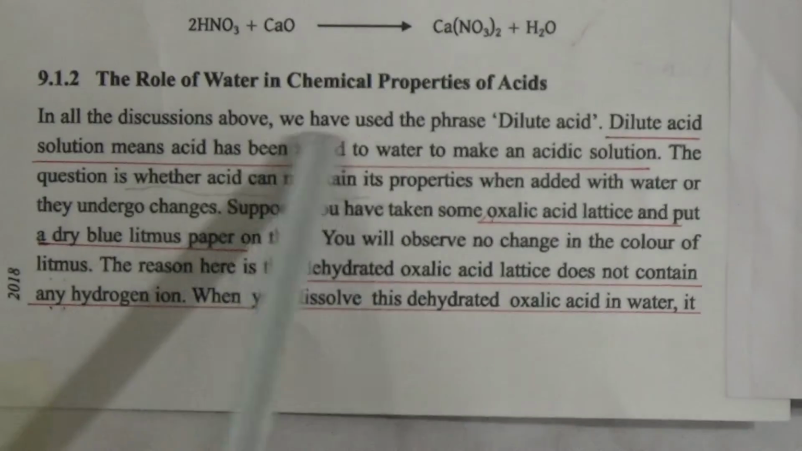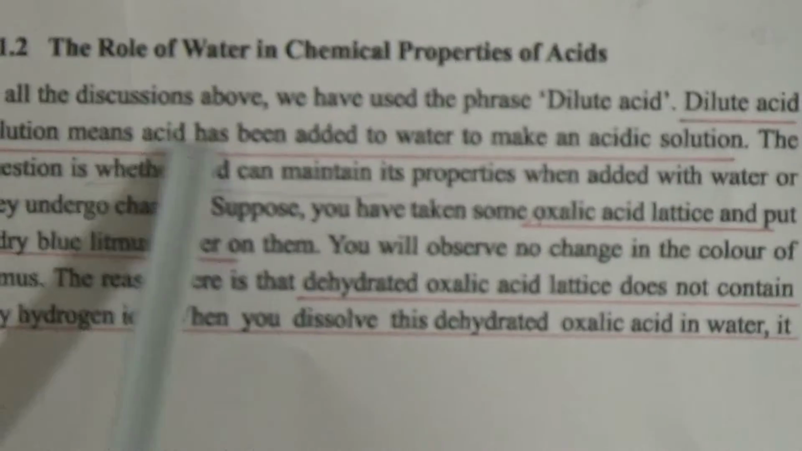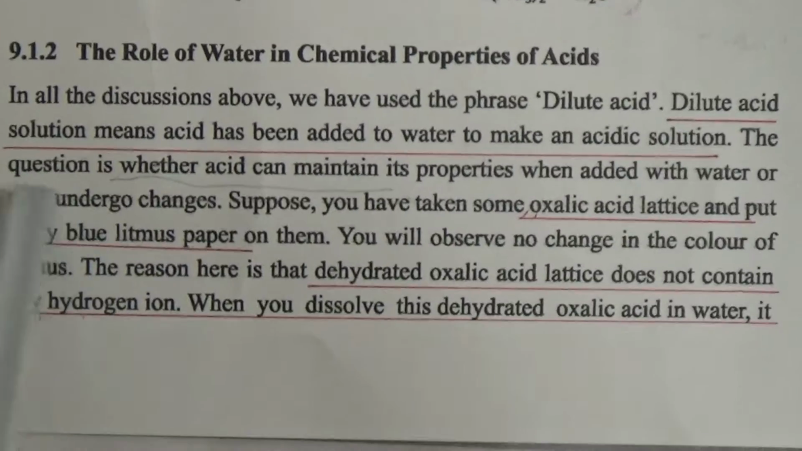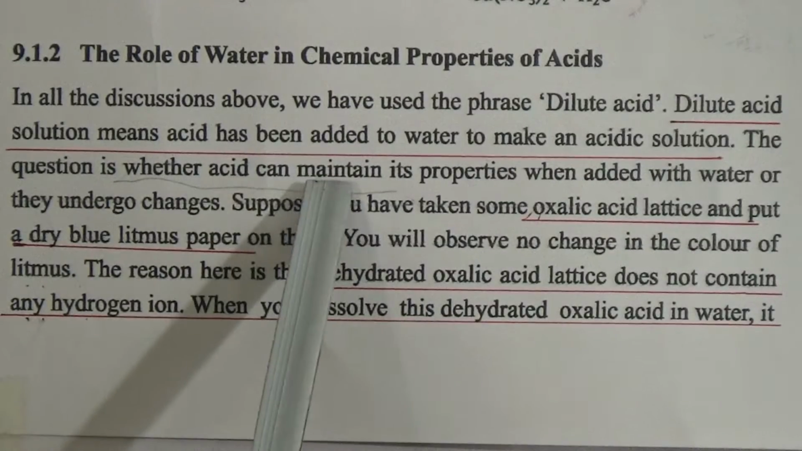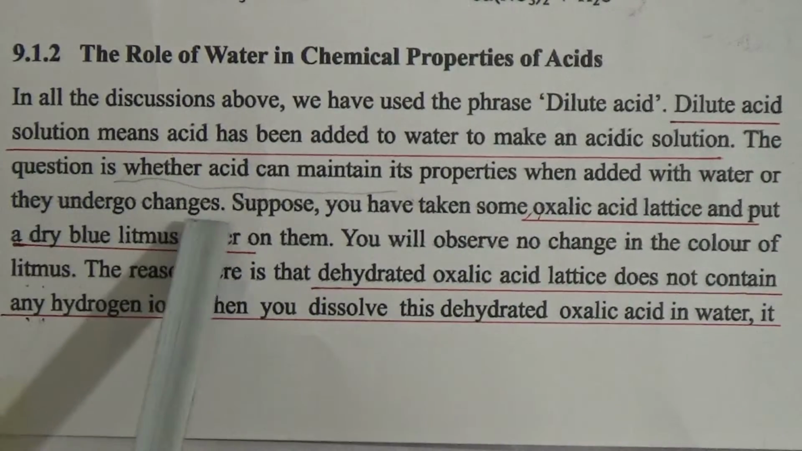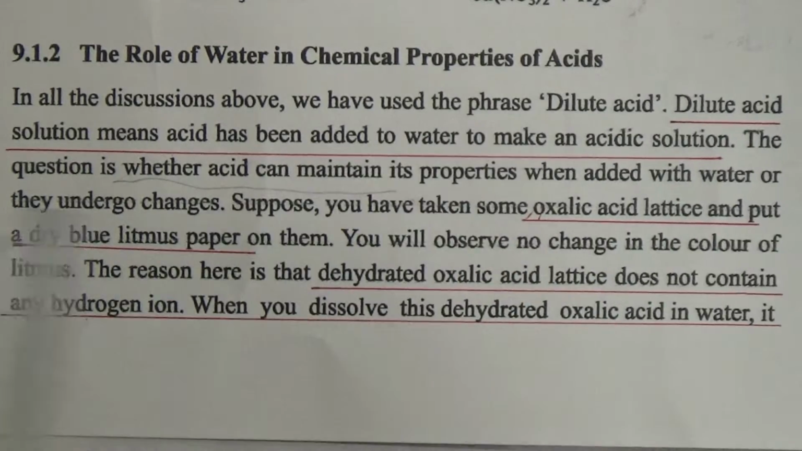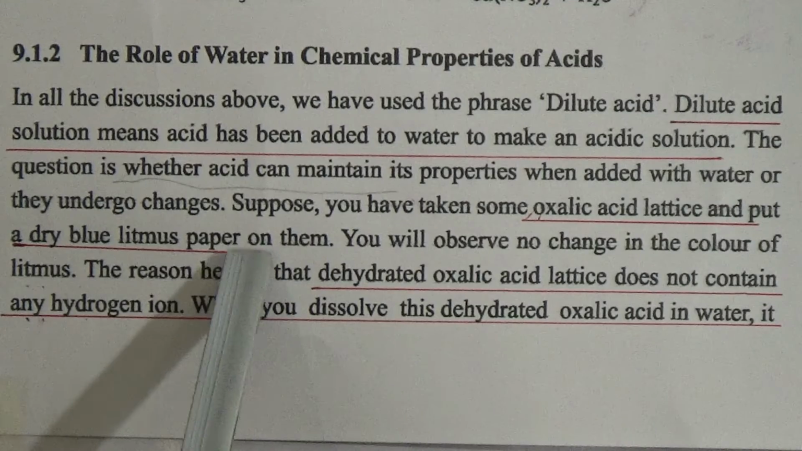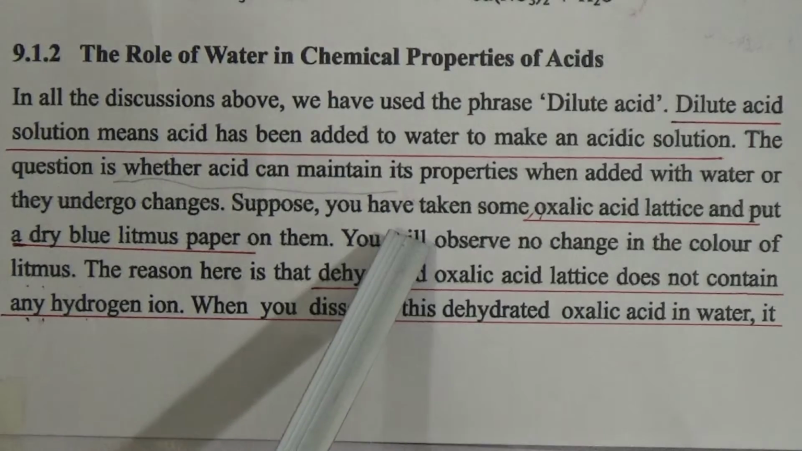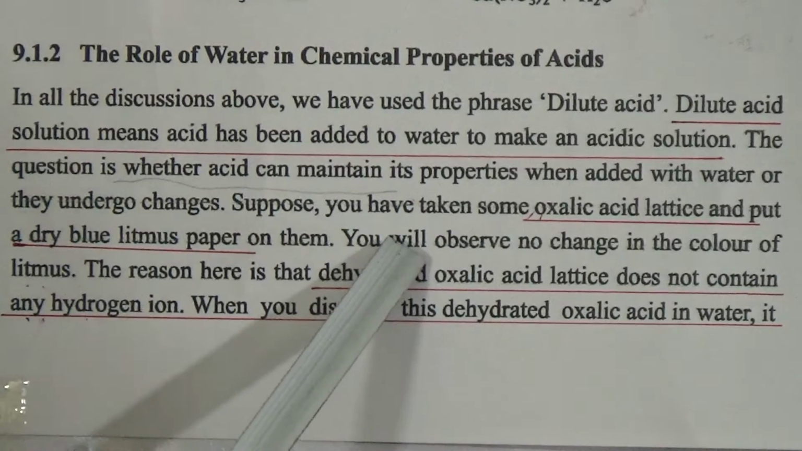In all the discussion above, we have used the phrase dilute acid. Dilute acid solution means acid has been added to water to make an acidic solution. The question is whether the acid maintains its properties when added to water or undergoes changes. Suppose you take some oxalic acid lattice and put a dry blue litmus paper on it. At that time we will observe there is no change of color because we use dry litmus paper and also oxalic acid lattice.